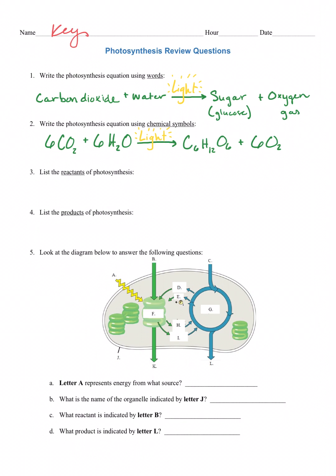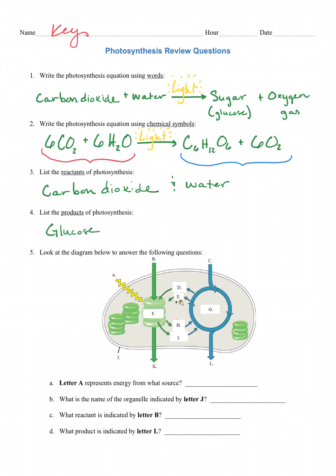Next, you're going to list the reactants of photosynthesis. So when you look at a chemical equation, anything that comes before the arrow is considered a reactant. Those are the things that you start with. And so in photosynthesis, the reactants are carbon dioxide and water. Number 4 says to list the products of photosynthesis. In a chemical equation, the products are what come after the arrow. So it's what is yielded or what we create when we do a chemical reaction. So the products of photosynthesis are glucose or sugar and oxygen gas.